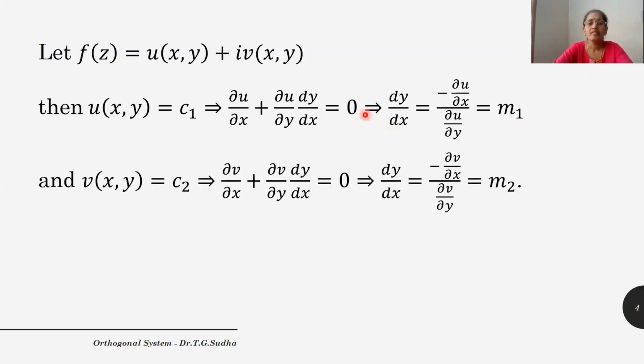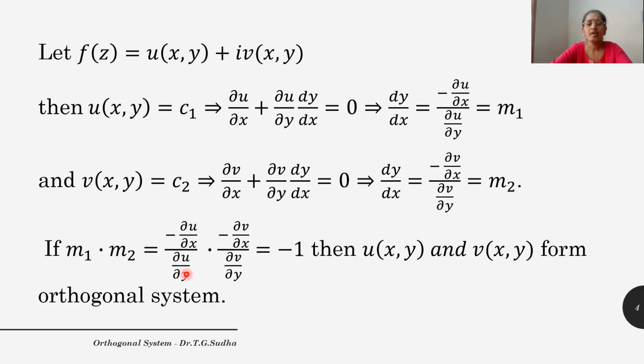Similarly, let us equate the imaginary part v to a constant c2, and on differentiation we get ∂v/∂x + ∂v/∂y · dy/dx = 0. On solving for dy/dx here we get -vx/vy, and let us represent that by m2. Now, if the product m1 · m2 = -1, then u and v form an orthogonal system. That is, they are perpendicular to each other.